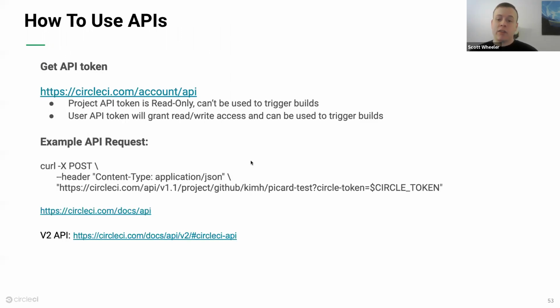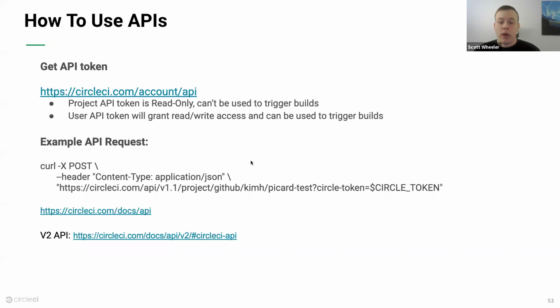How to use APIs. You can get an API token at circleci.com/account/API. A personal API token can be used for any write operation, such as triggering a build. A project token only has read access and can be used for things like status badges.